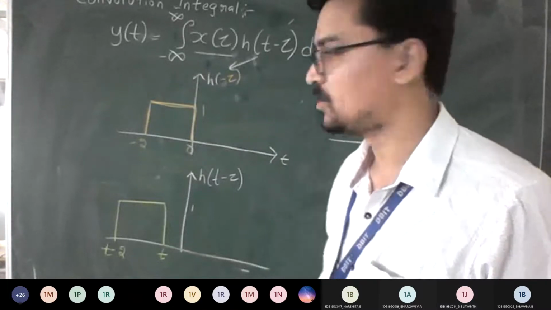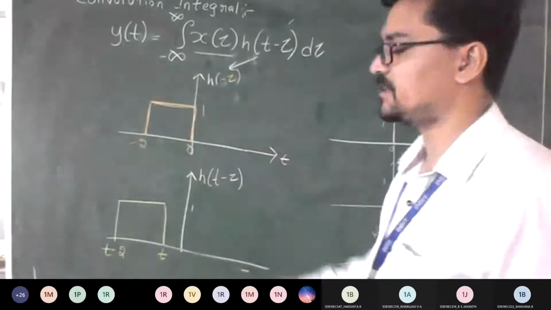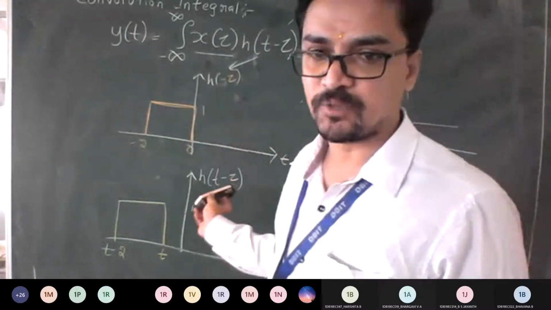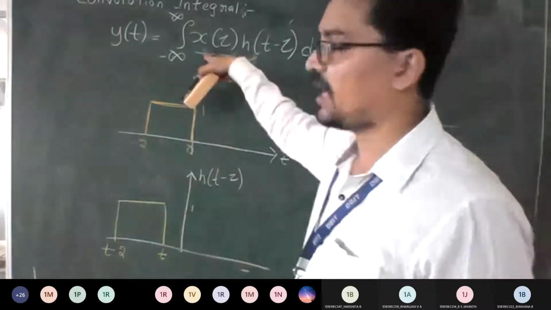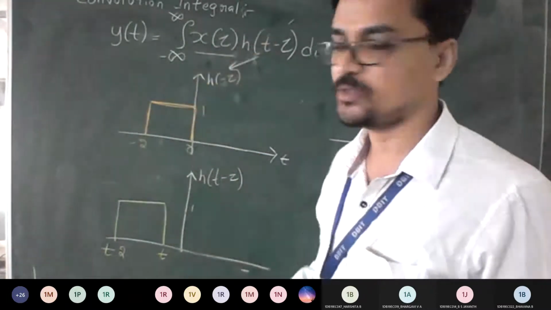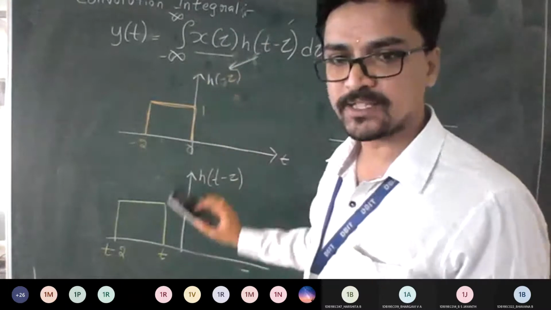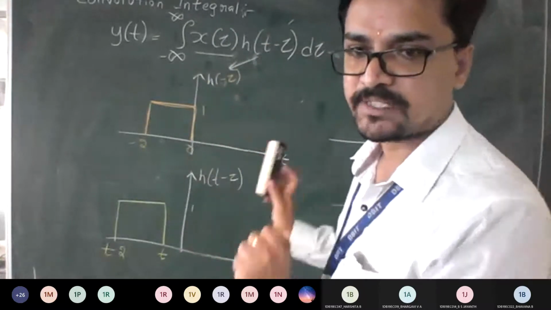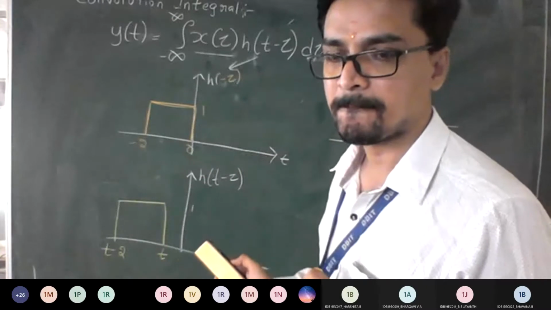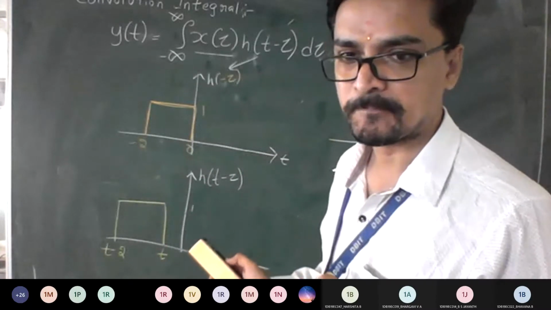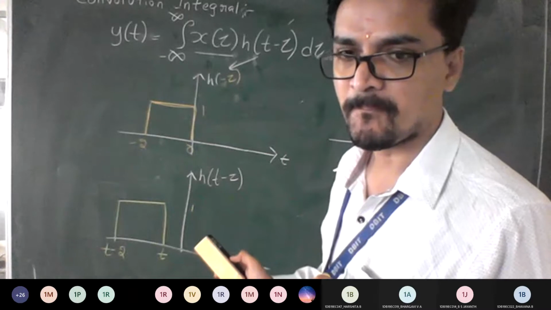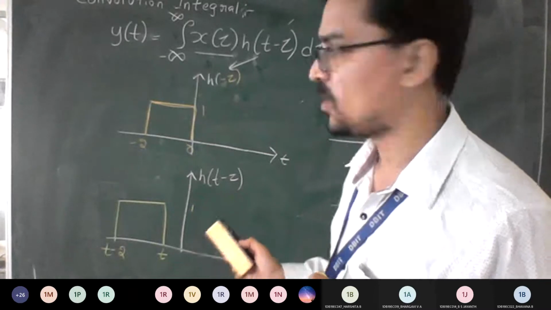Yes, sir. Good. So now we got 3 different waveforms. One is x of 2. Now no need to worry about your h of 2, because my intention is to convolve the signal x of 2 with h of t minus 2. So you just keep x of 2 with h of t minus 2. Then we'll check how many different cases you can get. Okay. Shall I proceed? Yes, sir. Okay.